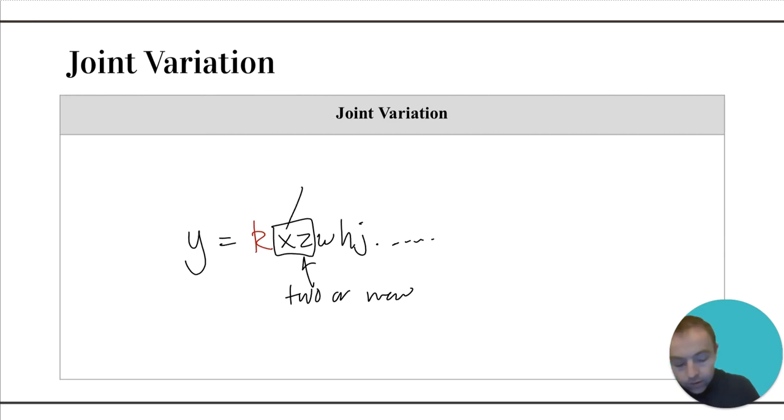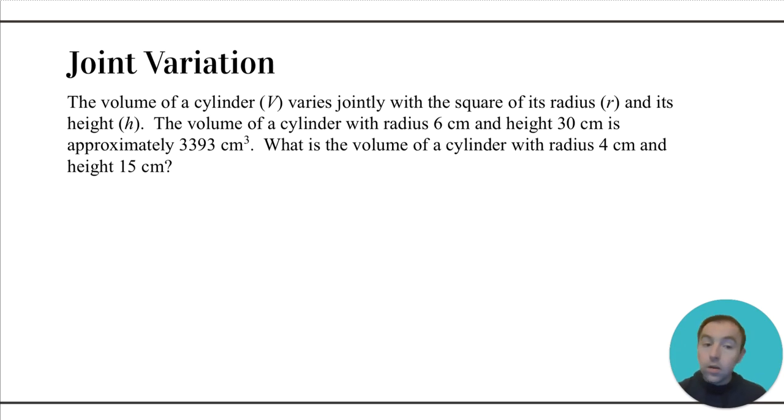Because if it was only just X, they'd be direct variation. So you have to have at least 2 variables or more, and you can have as many variables as you want. That's what we call joint variation. All right, so we're going to look at just a couple of examples here.